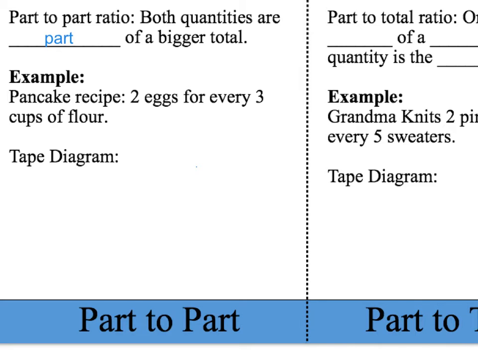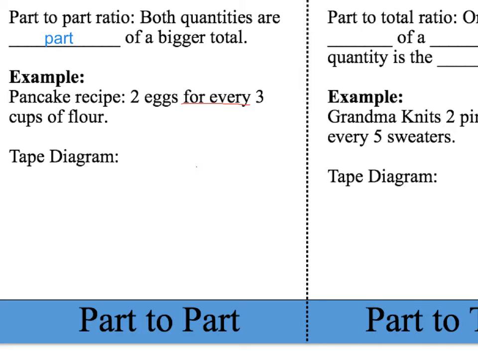So an example of that would be a pancake recipe. In the pancake recipe, it says 2 eggs for every 3 cups of flour. Those 2 ingredients are part of the recipe. You've got eggs as part of the recipe, and you've got flour as part of the recipe. I can write a ratio for the ingredients of a pancake recipe because I'm comparing 2 quantities. Eggs are one quantity, and flour is another quantity. And also, I see the words "for every" here, so I know that that's a ratio.